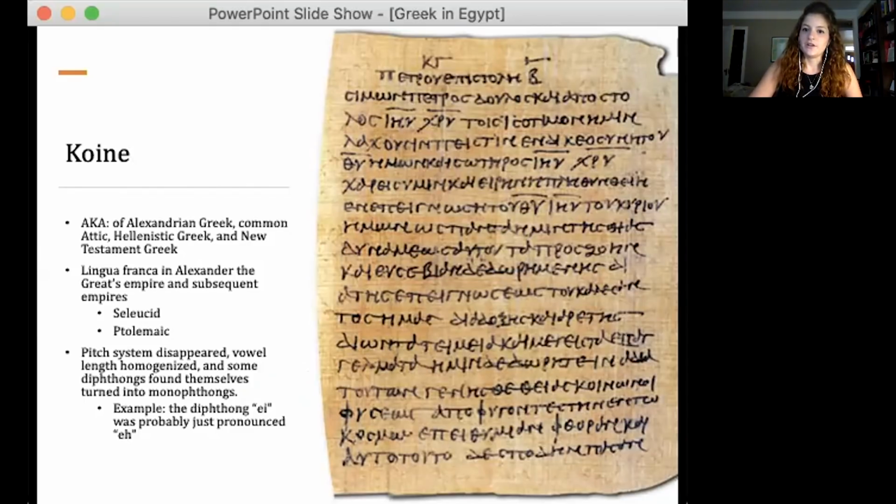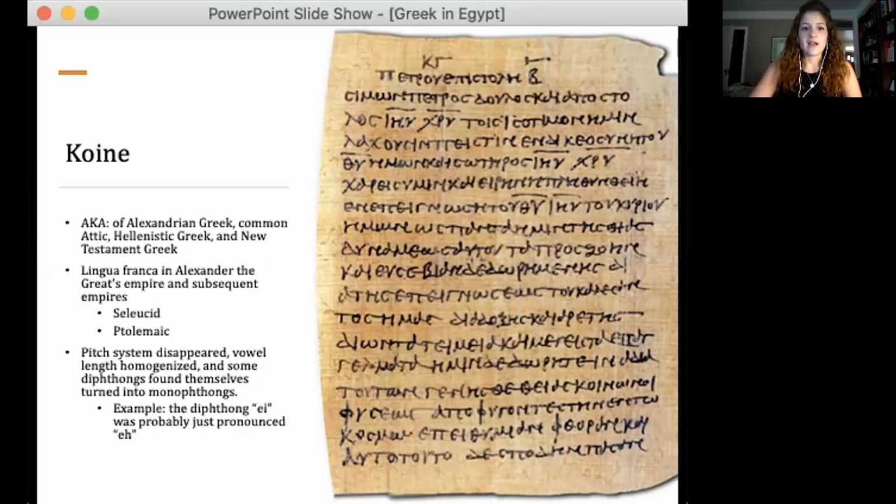Koine changed Attic Greek. The pitch accent system I talked about earlier pretty much disappeared. Vowel length was more or less homogenized, and some diphthongs found themselves turned into monophthongs. And if that sounds like gibberish to you, this just means that diphthongs like A were pronounced like E, or I pronounced more like A.